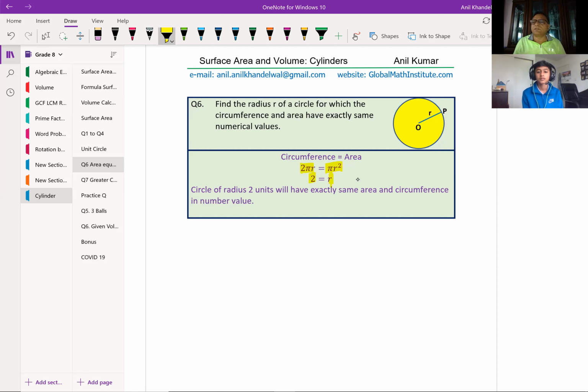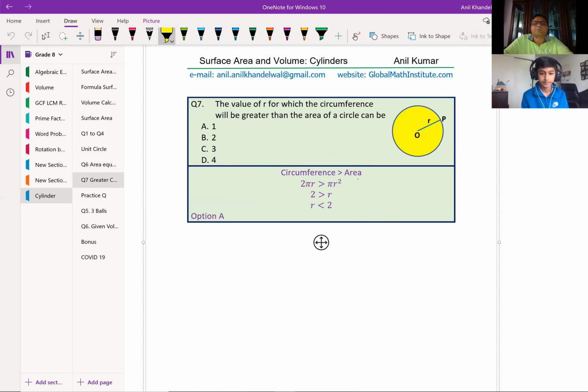So if I have a circle with radius of 2 units, in that case, area and circumference will have the same value. Is that clear? Correct. Both will be 4 pi. So that is important to know. These are good things to know, especially when you're doing multiple choice test papers and you have to save some time.